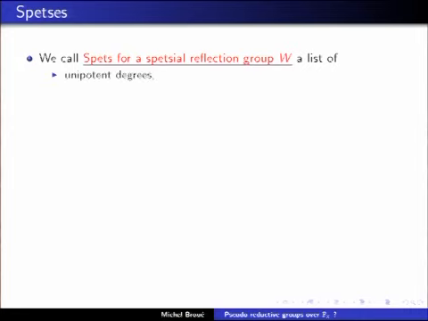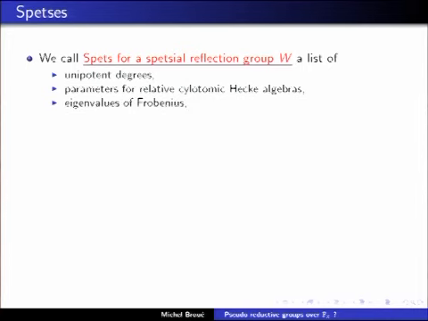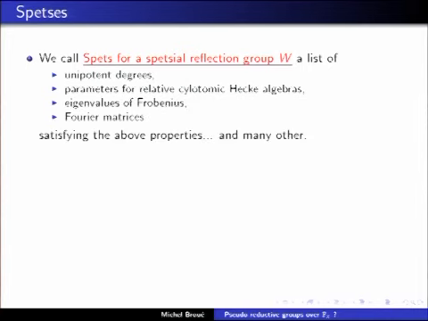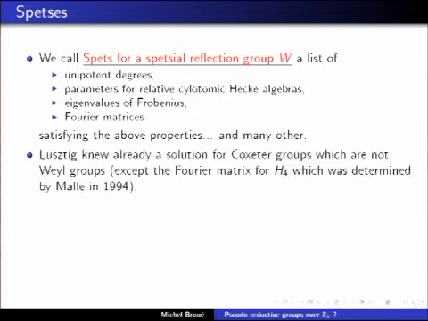We call spetses, for a spetsial reflection group, a list of unipotent degrees, parameters of the cyclotomic Hecke algebra, eigenvalues of Frobenius, Fourier matrices, satisfying all the above intricate properties of all the partitions, and all these connections, etc. And many others, which I have no time to mention.